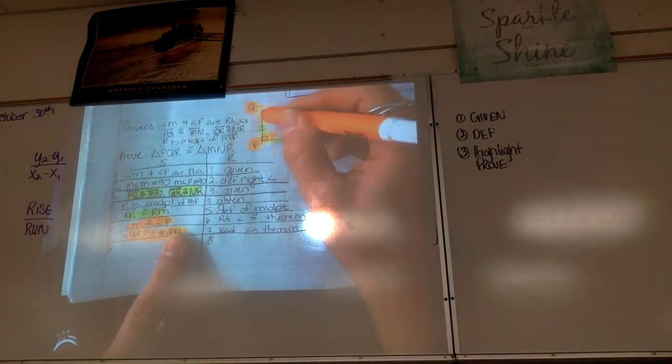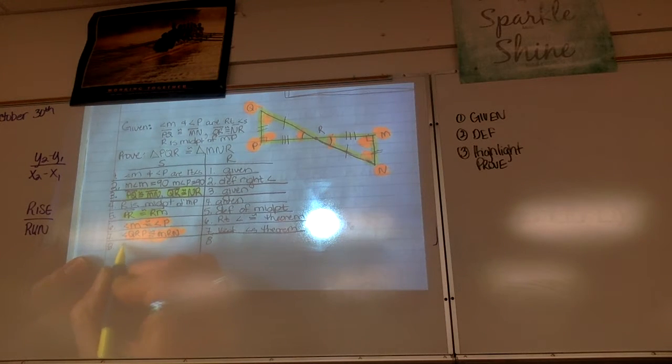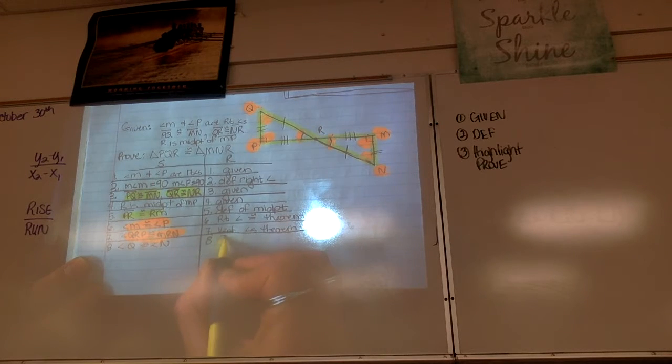Is this all we need? Or is there something else? You're gonna need your proof. Stick with me. Hold on. Angle Q is congruent to angle N by third angles theorem.